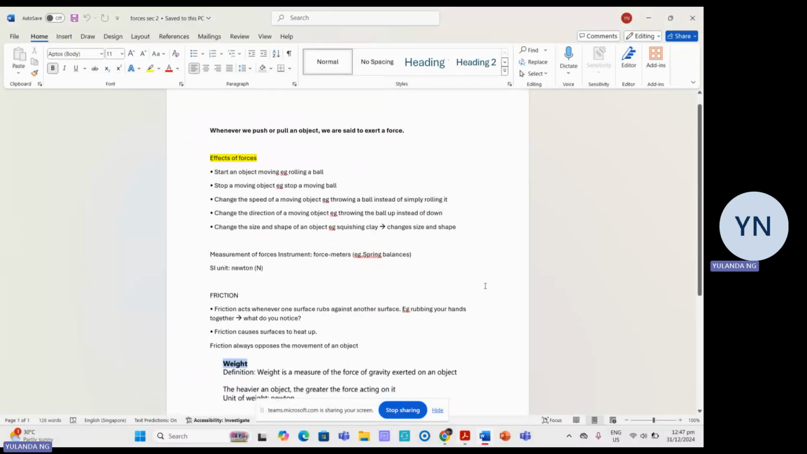So, okay, what is a force? Whenever we push or pull an object, we are said to exert a force. So that is a force. It's either when you push or when you're pulling an object, okay?